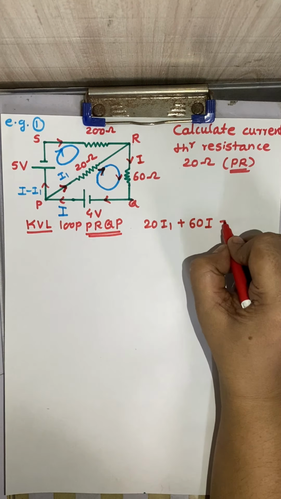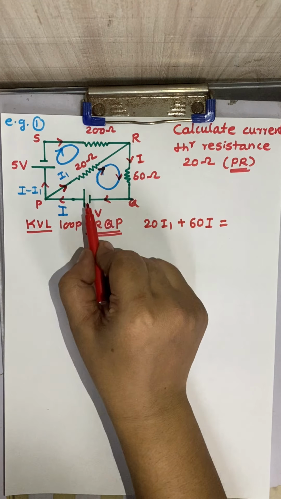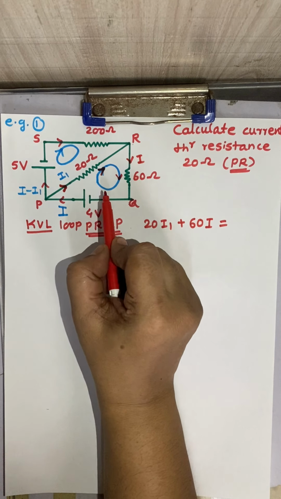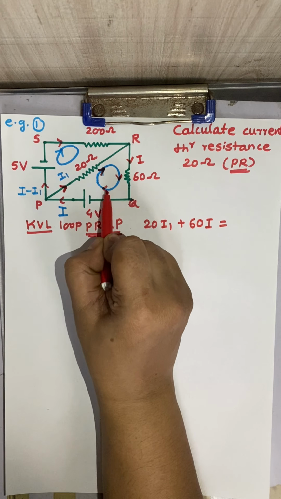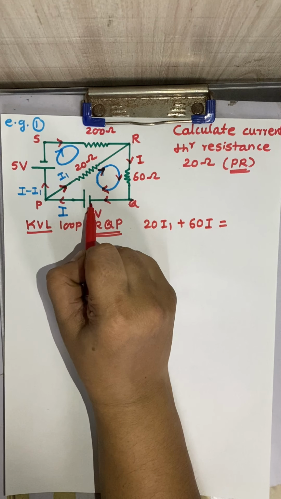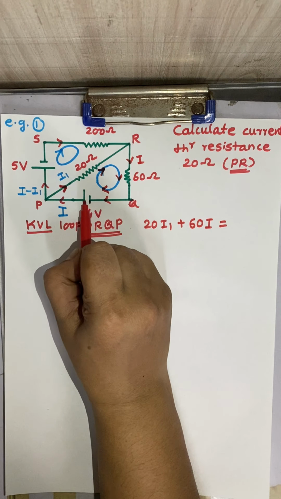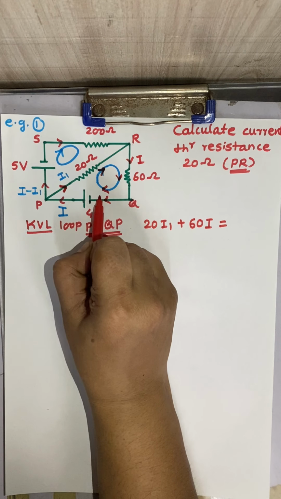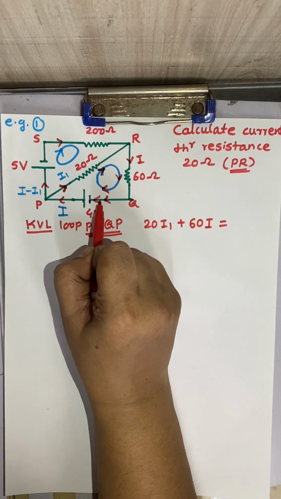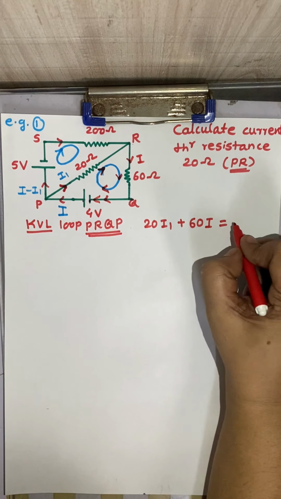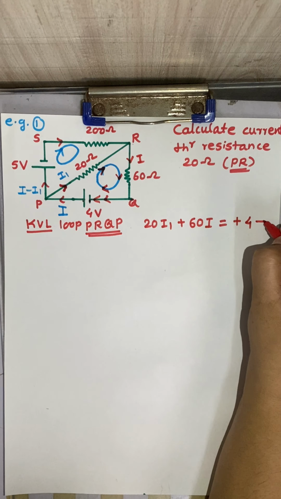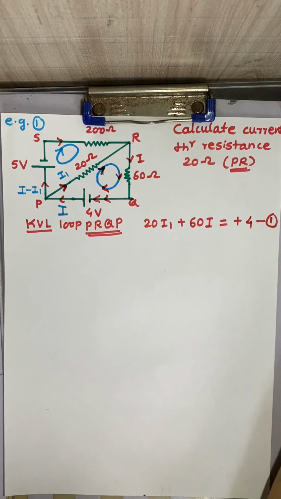Now this must be equal to the summation of E. In this circuit only one cell is there, which is of 4 volt. While traversing the path, we are moving from minus to plus through the electrolyte. When we are moving from minus to plus through the electrolyte, that EMF is taken as plus. So I will write plus 4. This is the first equation. I got the first equation.